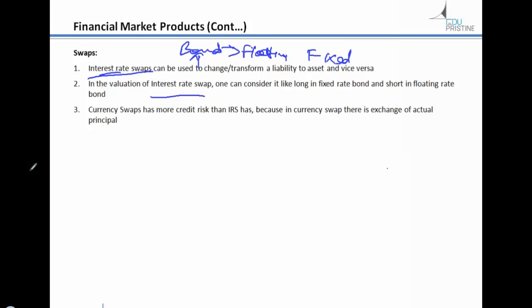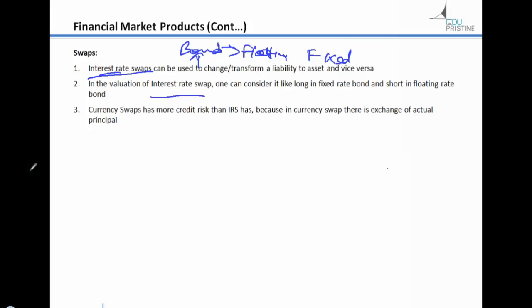So understanding this, what you are receiving and what you're paying: whatever you're receiving is your long, and what you're paying is short. The best example to understand is through bonds, and most of the questions will be tested this way, because IRS, that is interest rate swaps, forms an important part of the swaps topic.